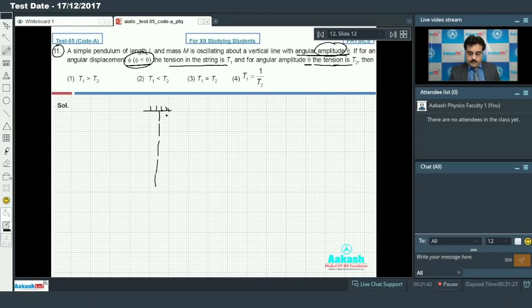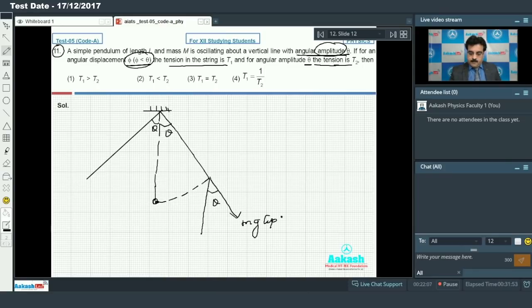So first I am going to make the situation for amplitude theta. So this angle is theta and this angle is theta, and this is the mean position. So the bob will oscillate like this. In this position, if I resolve the component of the weight, this is mg cos theta that will act in this direction, and mg will act in the downward direction. There is another component of weight, that is mg sin theta.